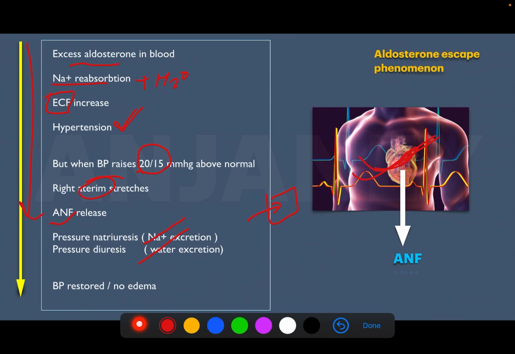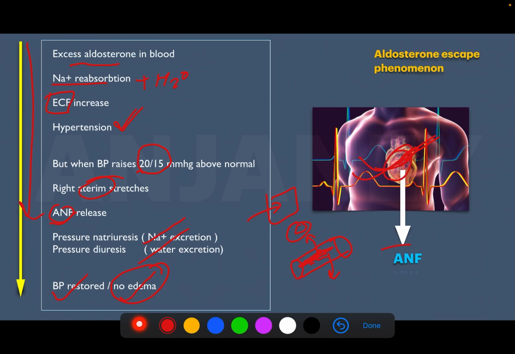We're not having any blood pressure issues. So BP is restored and there is no edema. Why is there no edema? See, let's say this is the blood vessel. Now if there is increased fluid in this blood vessel, this fluid can go out and cause edema. But here ANF is removing sodium and water from these blood vessels. Fluid is not increasing enough to cause edema. Done. It was a logical explanation.